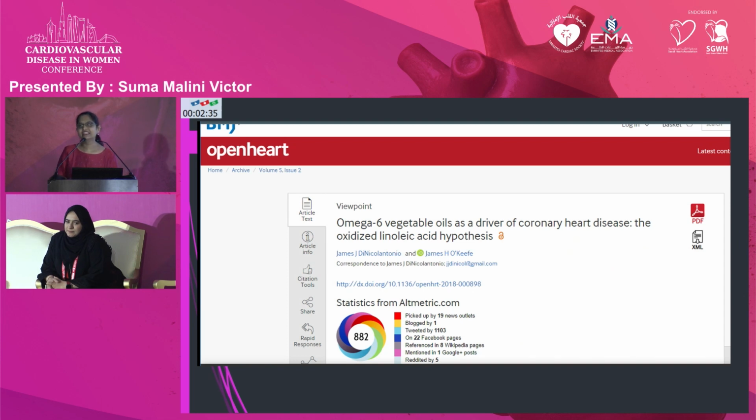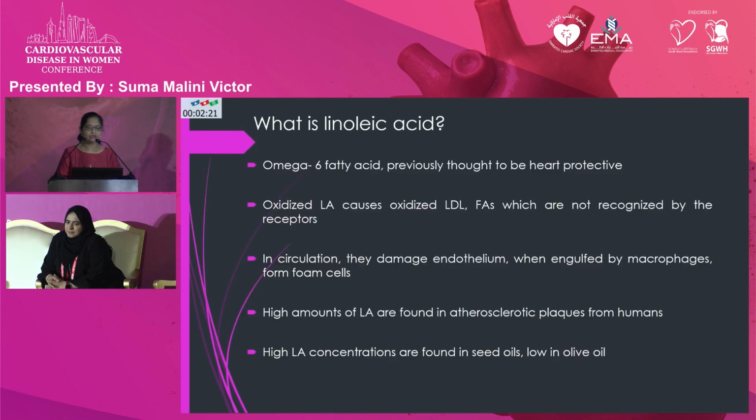This is a very interesting study that is published in BMJ Open Heart, which has brought forth this new hypothesis, which is the oxidized linoleic acid hypothesis. This is a meta-analysis. And what is linoleic acid? It is an omega-6 fatty acid, which is previously thought to be heart protective. This oxidized linoleic acid goes on to form the oxidized LDL and fatty acids, which are not recognized by the receptors for further metabolism. So they keep in the circulation and they're highly toxic to your endothelium.